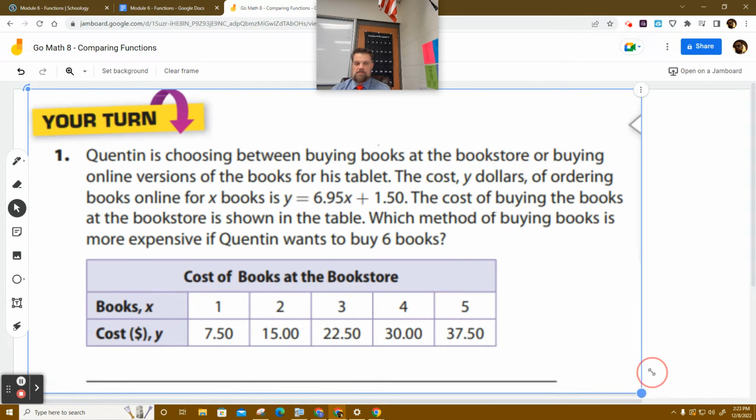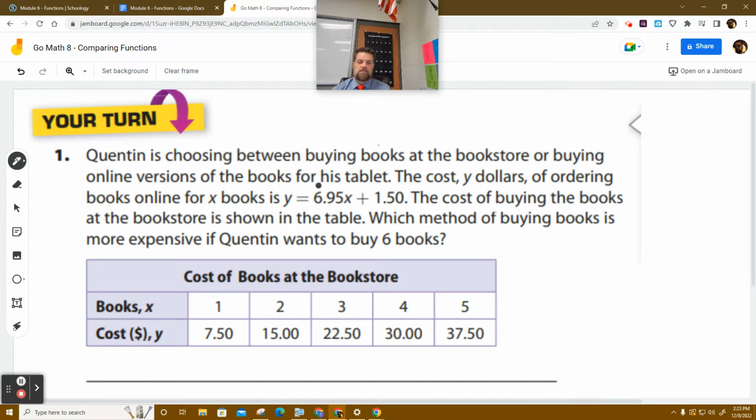Clinton is choosing between buying books at the bookstore or buying online versions of the book for his tablet. The cost of ordering books online for x books is y equals 6.95x plus 1.50. The cost of buying the books at the bookstore is shown in the table. Which method of buying books is more expensive if Quentin wants to buy 6 books?